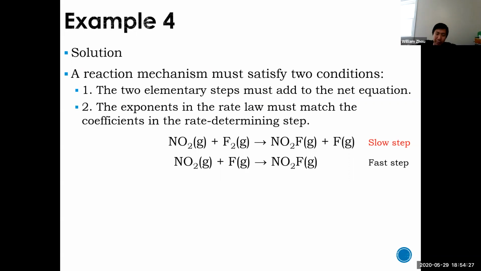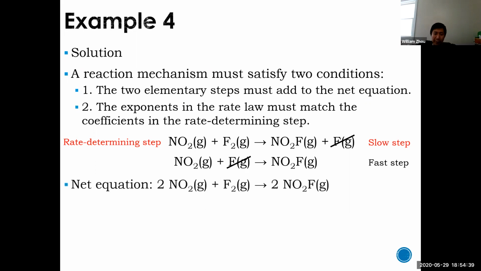Those are the two steps that we propose. Well, step one, if you add them up, what do you get? Well, you cross out the two F's because they appear on both sides. And, well, that's it. That's all you can do. So you add them up. You have 2NO2 plus F2. You get 2NO2F. That's your net equation. Oh, look, this is exactly the same as the net equation that we know. So you put a check mark. Okay, you passed step one. So they do add up to the net equation.